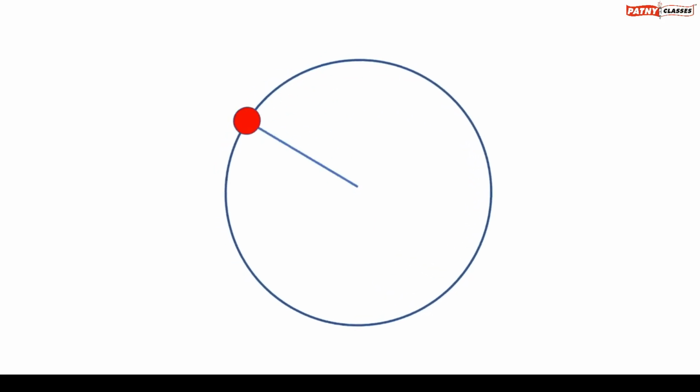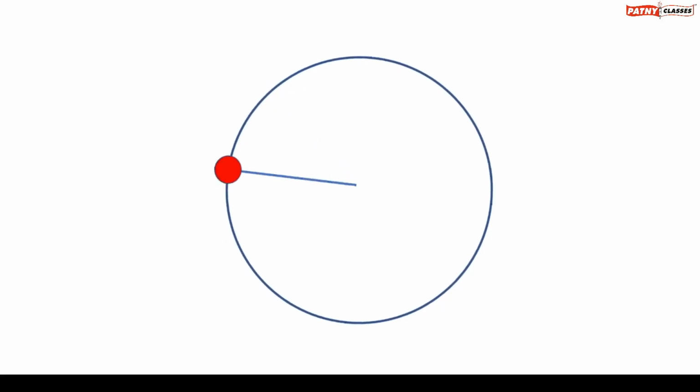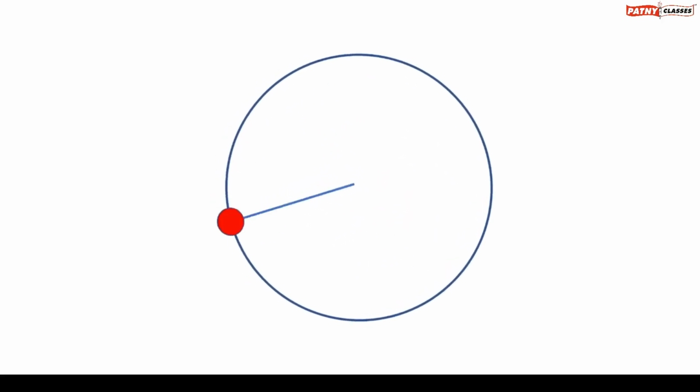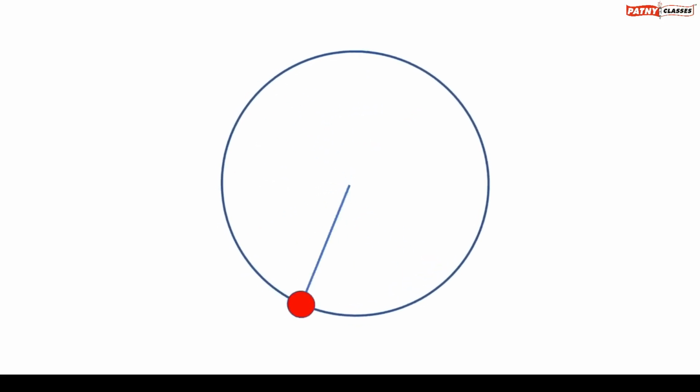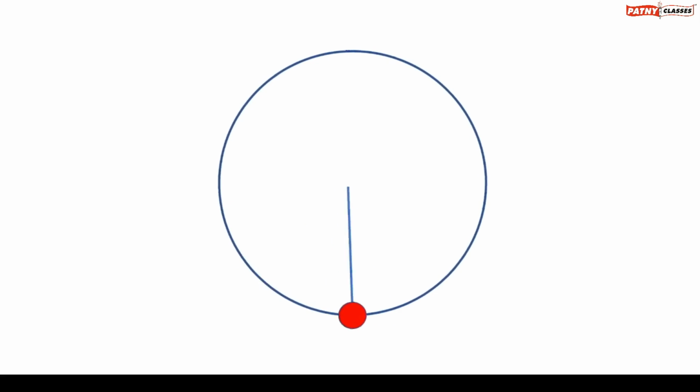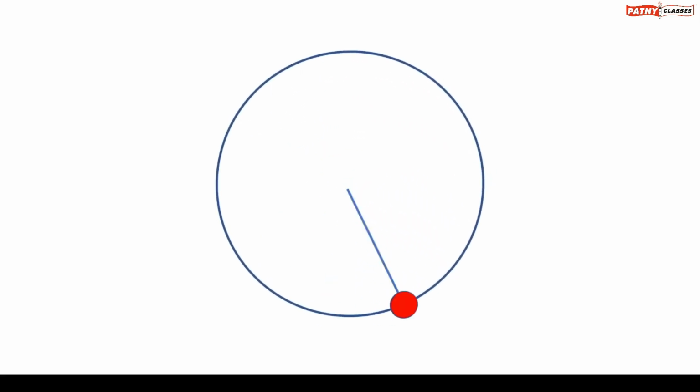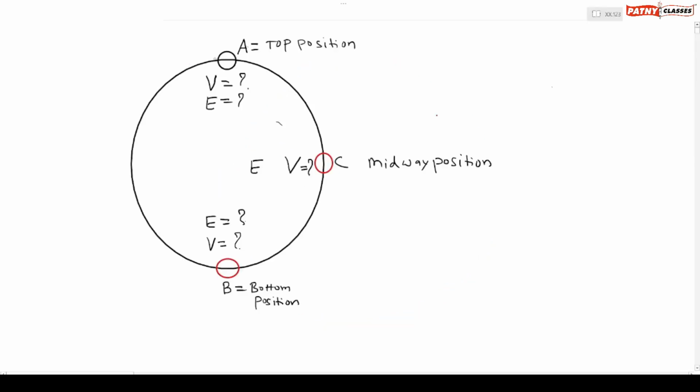Now the body is performing vertical circular motion tied to a string. A string is tied. At the end of the string, we have a body, and the body is made to revolve in a vertical circle. We know that the direction of linear velocity is always tangential to the circular path.